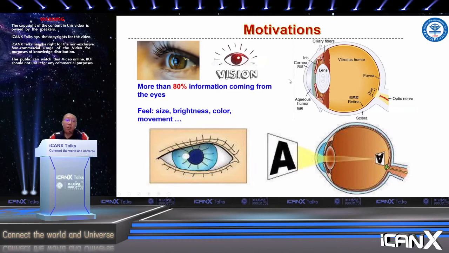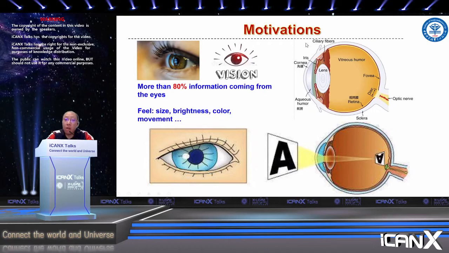Here shows our eyes. Among the five kinds of sensors, more than 80% of the information we get from the world comes from our eyes. With our eyes, we can feel the size of an object, see the brightness, the color, and the movement, and also many other things.